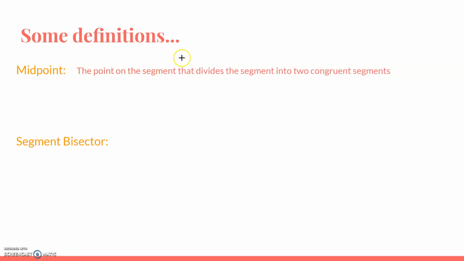Alright, now some more definitions. Midpoint and segment bisector. Midpoint: the point on the segment that divides the segment into 2 congruent line segments. As you can see here, it's represented on a line segment. There are 3 points, x, z, and y. Z is directly in between x and y, which then creates 2 congruent line segments, xz and zy. That's why it's called a midpoint, since it's in the middle.